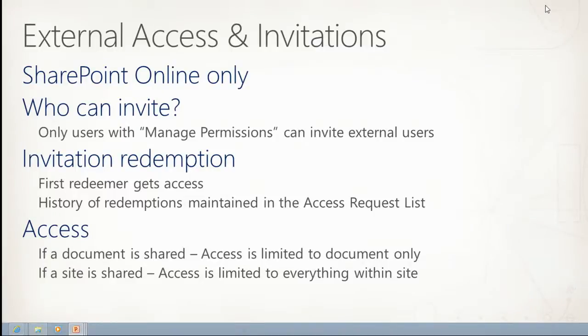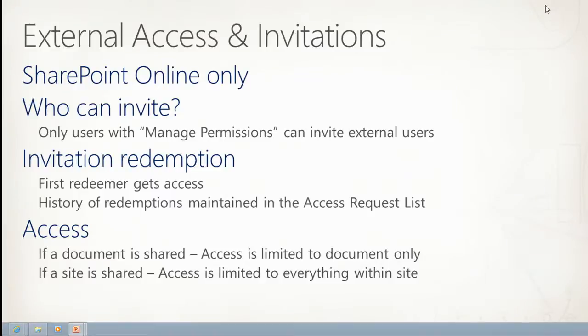Because we have this model where the first person always gets the invitation, we also maintain history of who is redeeming the invitation. So if you later on go to the access request list, you'll actually see a list of all the invitations that were created in the site, and who redeemed them. We actually get the email address of the user from the Microsoft account or Office 365 account, and we put that in the access request history. At what point, at what time it was redeemed, and all of that information is maintained as history.